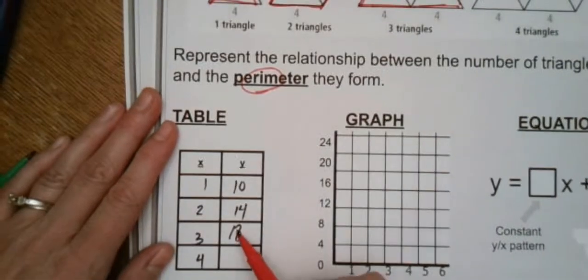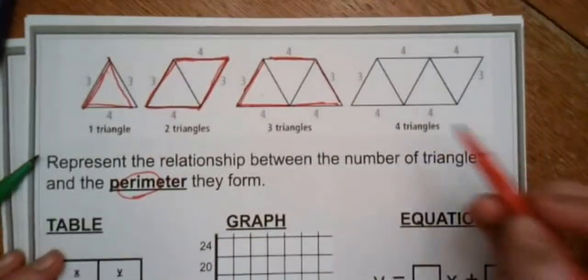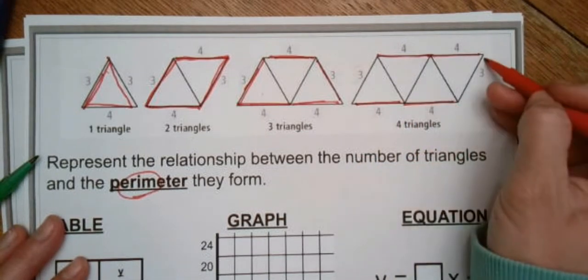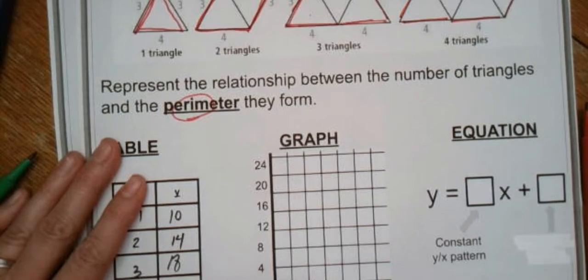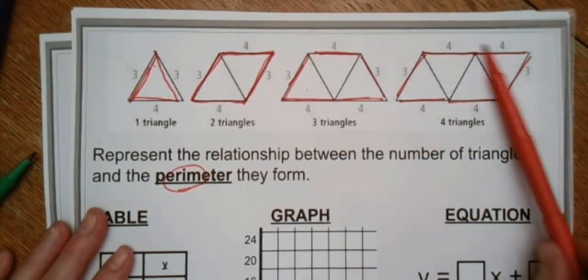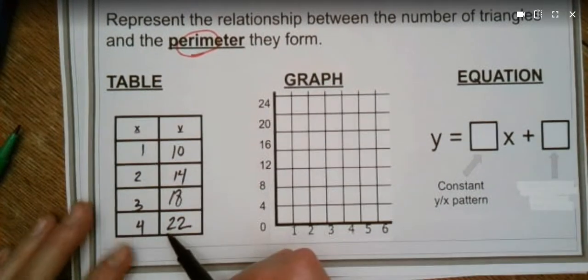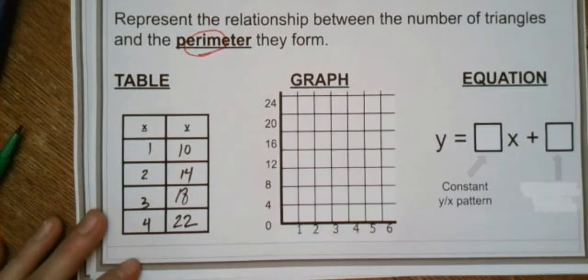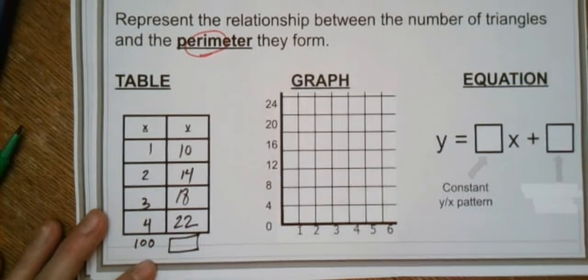I can already start to see a pattern. It looks like every time I add a table, I'm adding on 4 to my perimeter. Let's check this one. 4 plus 4, 4 plus 4, 3 plus 3. That is true. I get 22. Okay, so that's perimeter, distance all the way around the outside. So every time we add a triangular table, we get an additional 4 in our perimeter. So I'm going to put down 100 triangular tables. We're going to figure this out later once we come up with our rule.